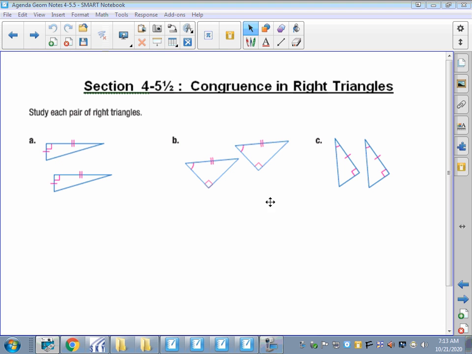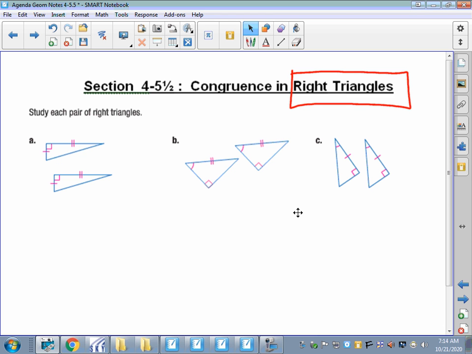Hi there, welcome to Geometry, section 4.5½. Kind of a weird little section. It's a half because it's in between 4.5 and 4.6, and it actually has to do with right triangles. So we have things that we've been using, right? Side, side, side, side, angle, side, angle, side, angle, to show that triangles are congruent without having to write out all of the corresponding parts. But we also have some right triangle tips.